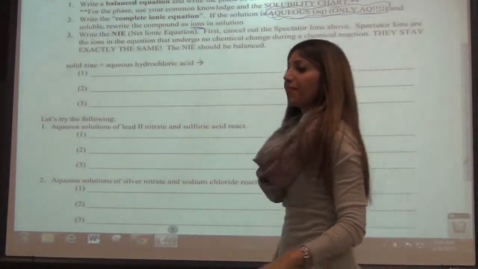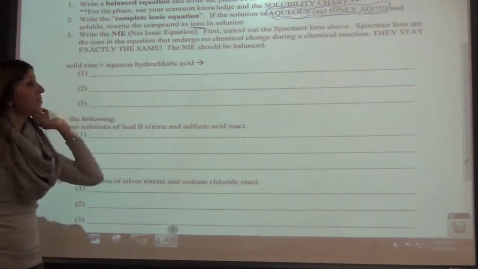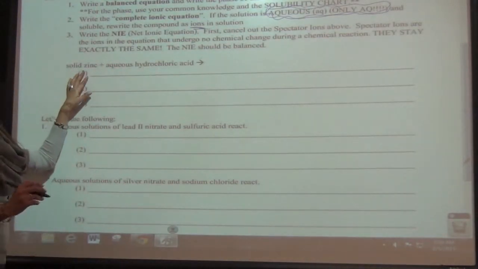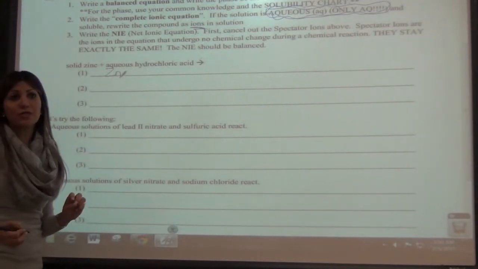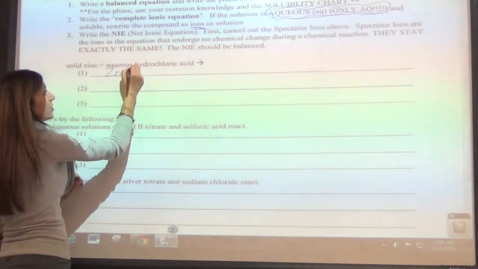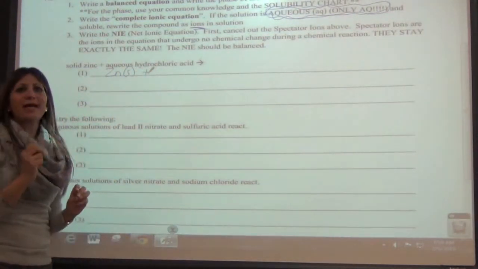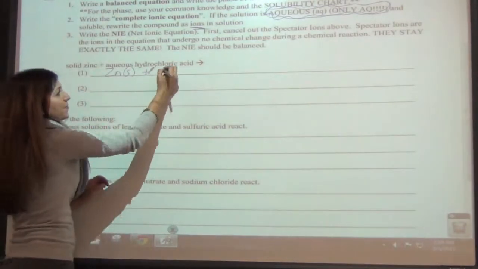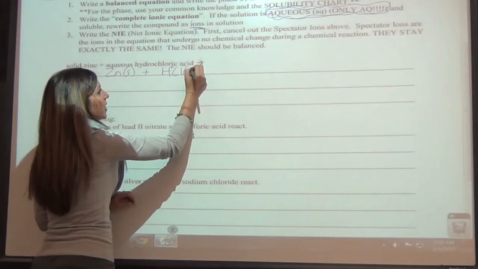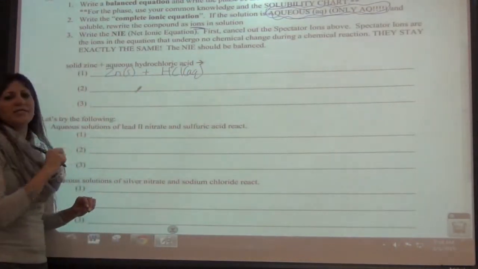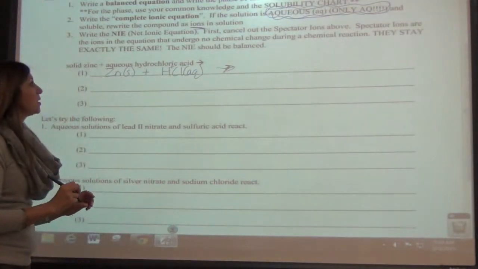So let's try this. We've got solid zinc reacting with aqueous hydrochloric acid. And so the first thing we're going to do is we're going to write out our equation. So I'm going to write zinc as Zn with no charge. Okay, coming as a solid, so I'm going to write a little S after it because it says solid zinc. And hydrochloric acid, what's the formula for it? HCl, because it's a +1 and a -1, so it's going to be HCl, and it tells you that it's aqueous. So now we've got our arrow, meaning it's dissolved in water.